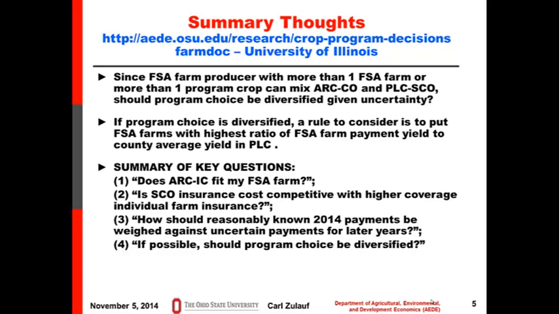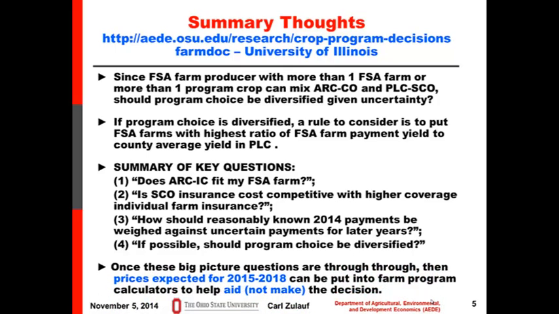And then the fourth one is, if it is possible, i.e. you have more than one FSA farm, you have more than one program choice, and I think this is really relevant if you have more than one FSA farm. Should program choice be diversified across ARC-CO and PLC, as well as ARC-IC? These are all big key questions. I want to emphasize that I don't think there's a right or a wrong answer to these questions, but I think these are really critical questions that you need to think about in making this decision.